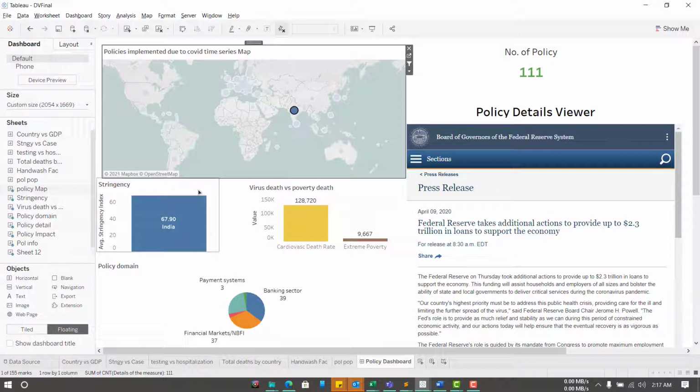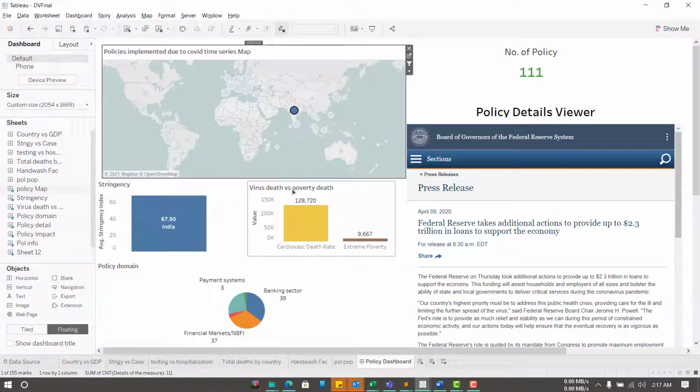The stringency index includes the kind of lockdowns that were placed in India, what is the border protocols, have they closed the borders or not, what are the laws and regulation levied on the citizens and other kind of things. So there are around 9 to 10 metrics on which this stringency index is calculated. So we can see the stringency index.